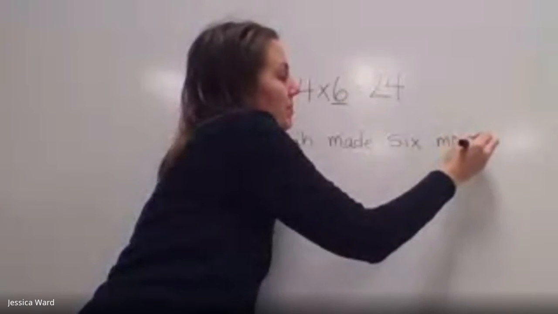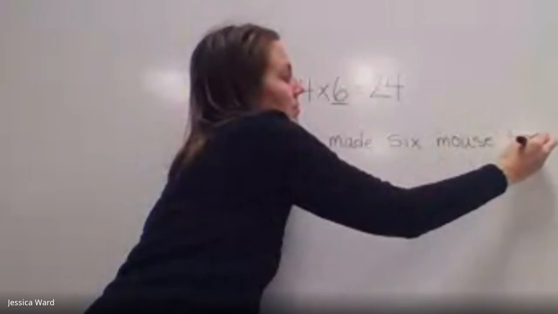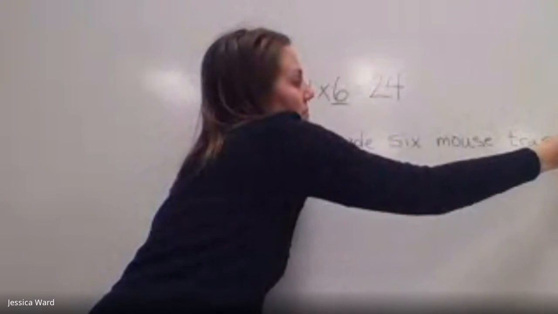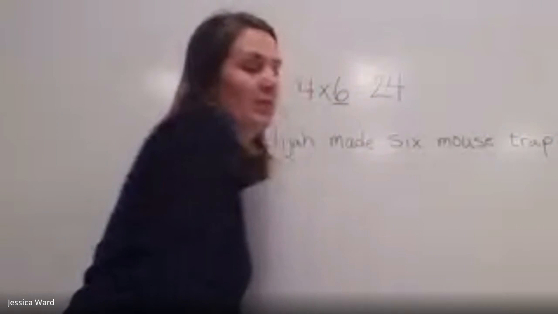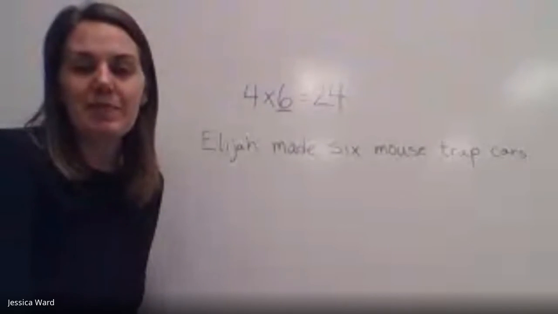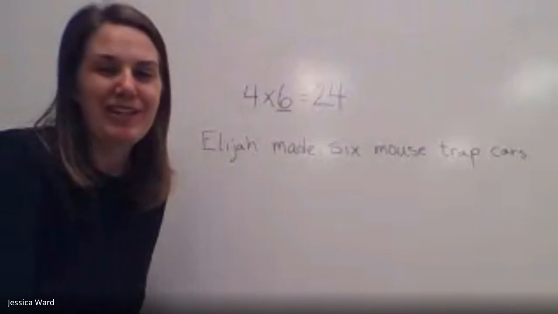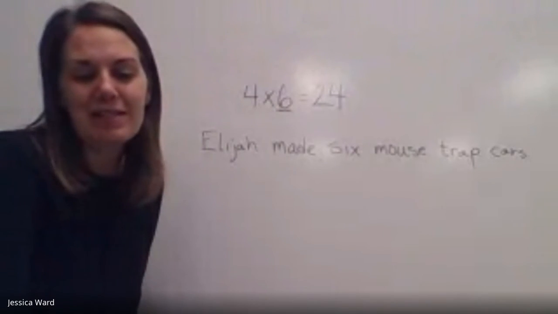And I'm going to then also say that Elijah has, let's see here. We're going to start with the 6 because then we're going to come up with 4 times as many as the 6. So we're going to say that Elijah made 6 mousetrap cards. Okay. So Elijah made 6 mousetrap cards. So he got really hooked on the one. He decided to make a whole lot more.